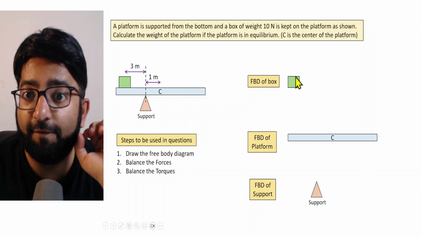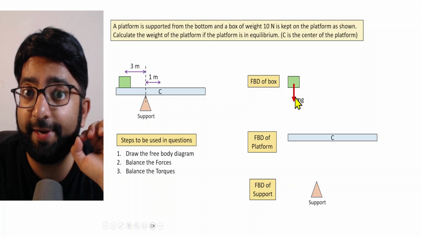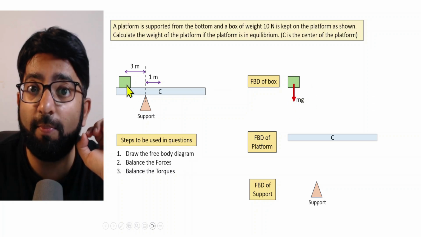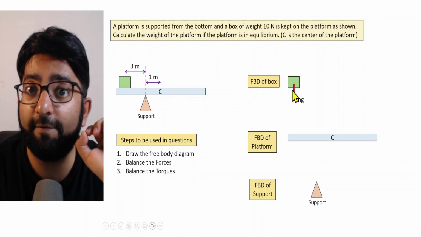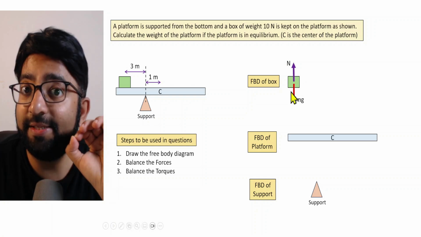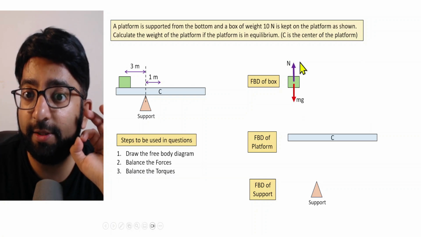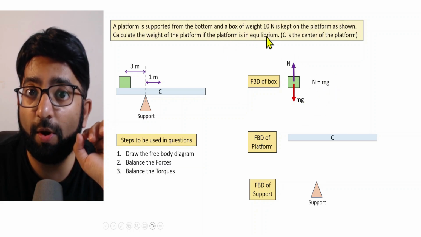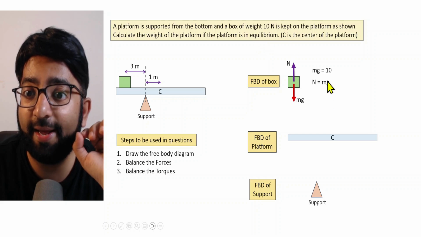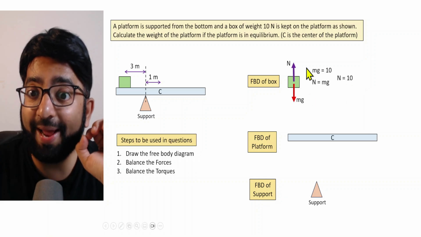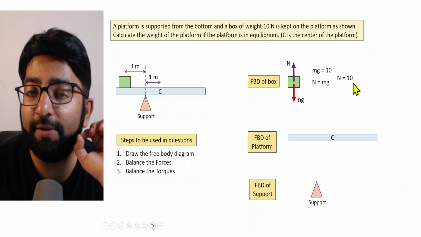Starting with the box. The first force acting on the box is the gravitational force, which is the weight mg acting downwards. And now, since the box is in contact with the platform, there will be a contact force, called the normal reaction, acting upwards. Since the system is in equilibrium, the forces are balanced. The normal reaction and mg will be equal to each other. mg is the weight of the box, which is 10 newtons. So we can write N equals mg, which is equal to 10 newtons. So the normal reaction acting on this box is 10 newtons.